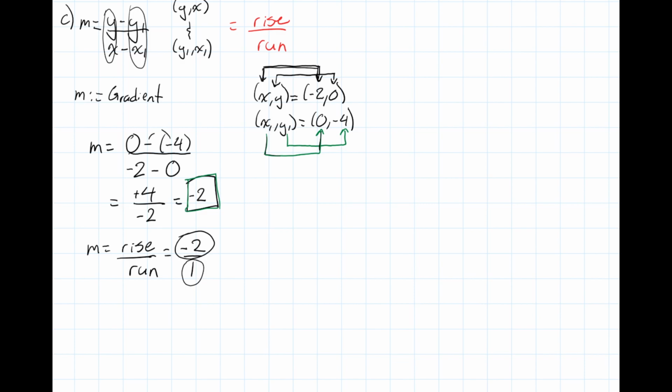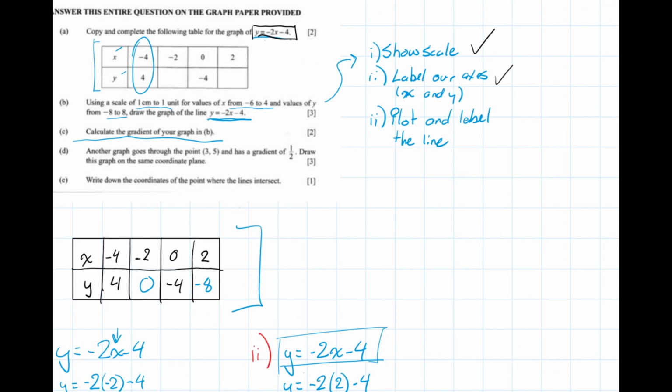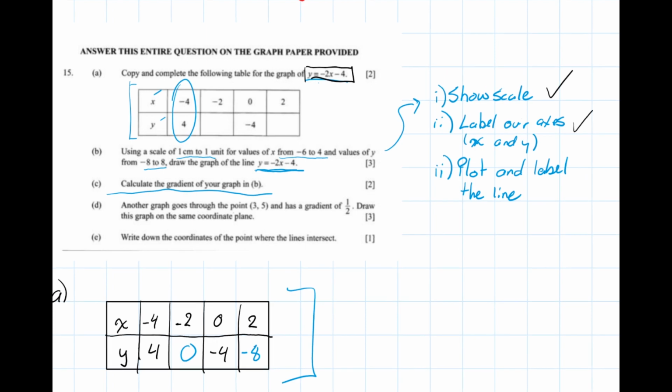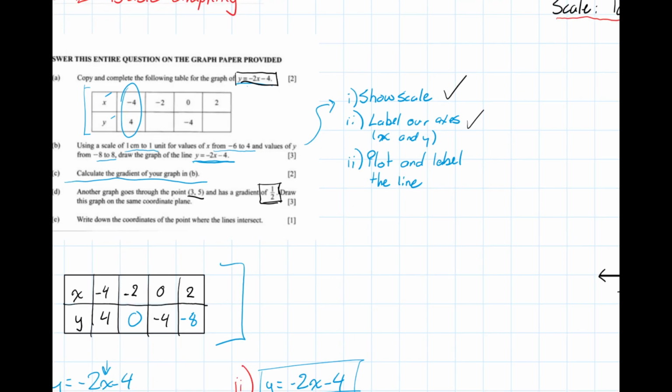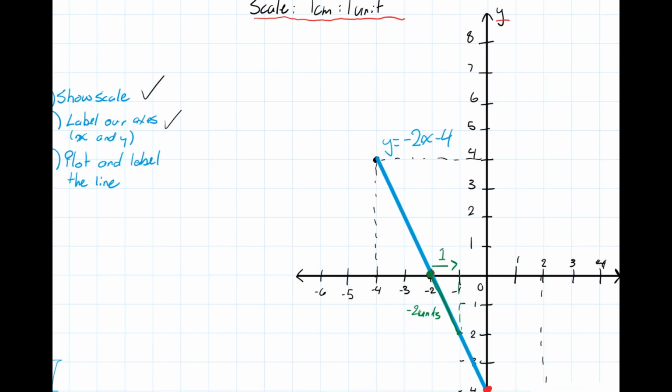So let's move on to part D. Part D says another graph goes through the point 3, 5 and has a gradient of 1/2. Draw this graph on the same coordinate plane. Basically they give us the gradient and they give us the first point. They want us to use that same thing that we just spoke about, how the gradient works, to draw out an entire graph. So let's just get to it. We have the point 3, 5 and a gradient of 1/2, so we're going to draw this.